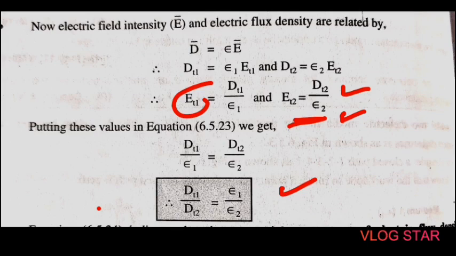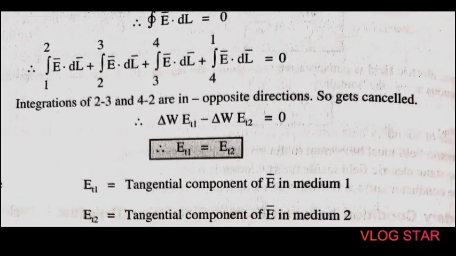So this equation indicates that the tangential component, where t1 means the tangential component, of electric flux density is not continuous across the boundary. And in the first equation we have seen that the tangential component Et1 is equal to Et2.